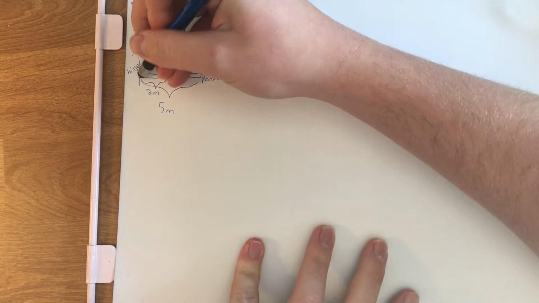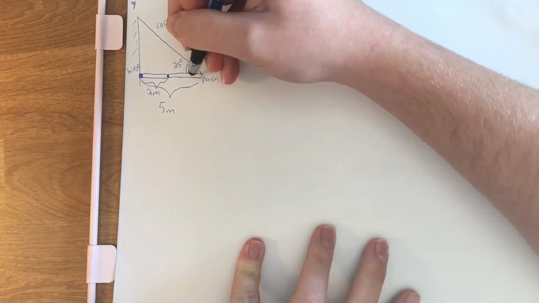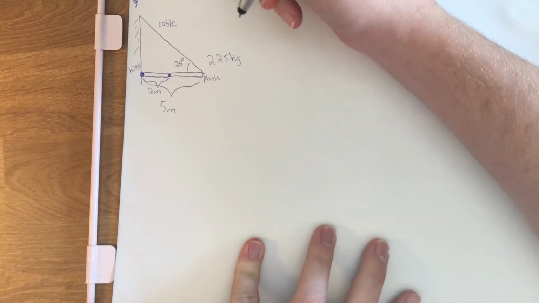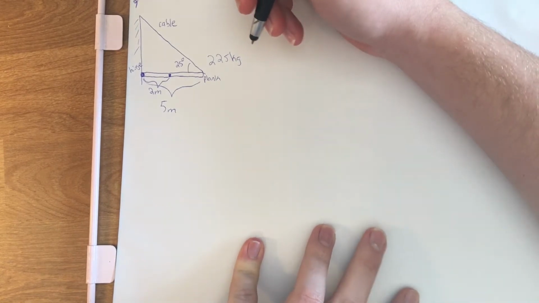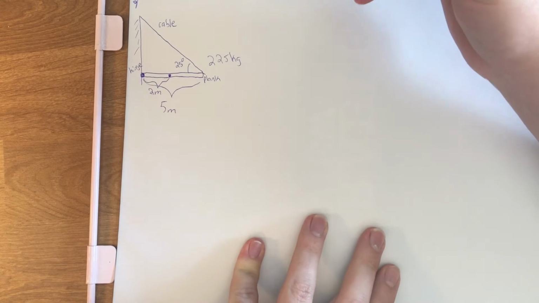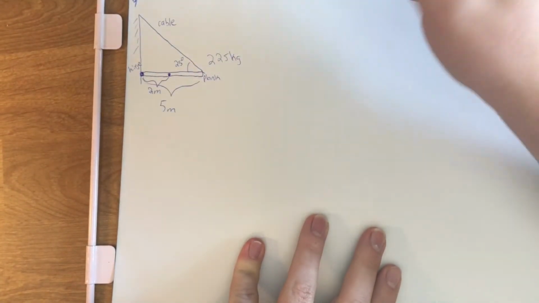It says there's a hinge. So let's just jump right into it. The mass of this is 225 kilograms. And the problem doesn't explicitly say this, but we're in equilibrium. It's not going anywhere. So because we're in equilibrium, three things are going to be equal to 0.